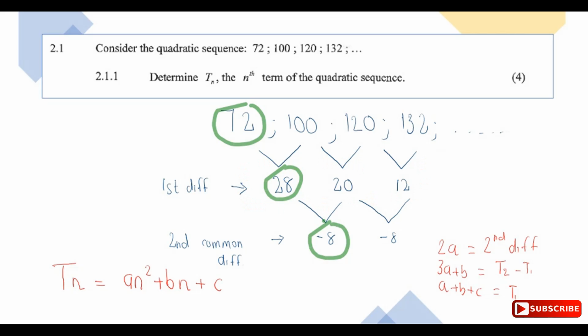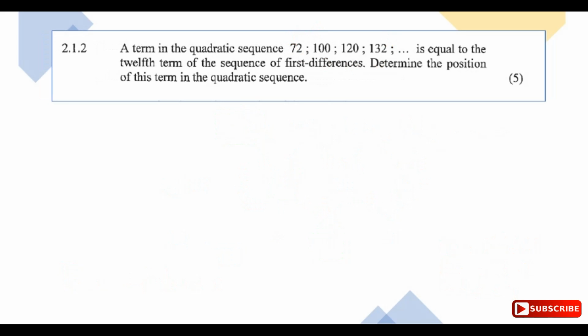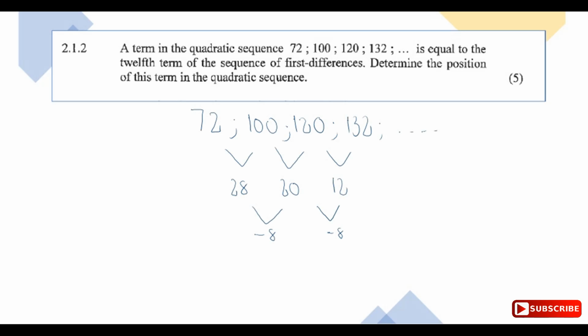So we are told that a term in this quadratic sequence is equal to the 12th term in the sequence of the first difference. So we need to determine the position of this term in the quadratic sequence. So I'm just going to rewrite this quadratic sequence and what we got. Okay, and we are going to focus on the sequence of the first difference. So I'm just going to put a box there. We are just going to focus on what's below the yellow line, which is the 28, the 20, and the 12.